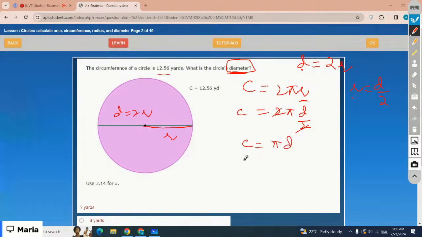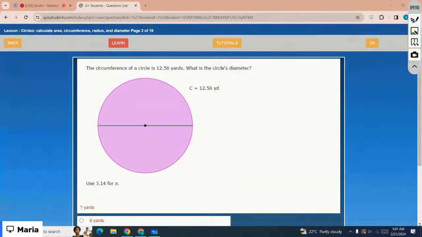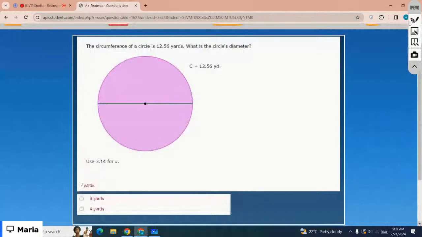You are given a circumference that is 12.56. We know that pi has a fixed value that is 3.14, times d. So you need to calculate the value of d. You have to divide both sides by 3.14. So that is 4. Diameter is 4. You can divide and check. The correct option is 4 yards, right?